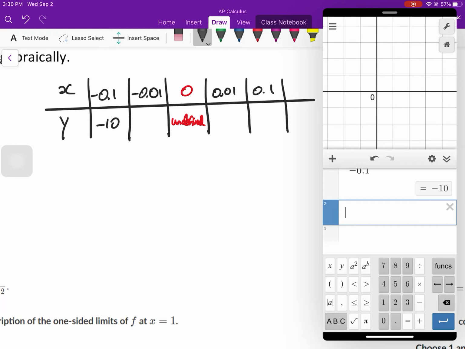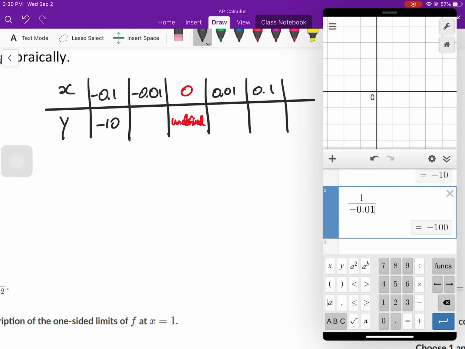If I try 1 divided by negative 0.01, I'll get negative 100. And you could see this. Check it out. If I try something closer to 0, it'll be negative 1,000. Or the next one, negative 10,000. Negative 100,000. So what's going to happen as we get closer and closer to 0? We're basically taking 1 and dividing it by a super, super small number.